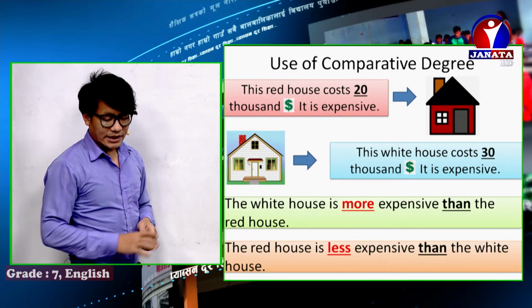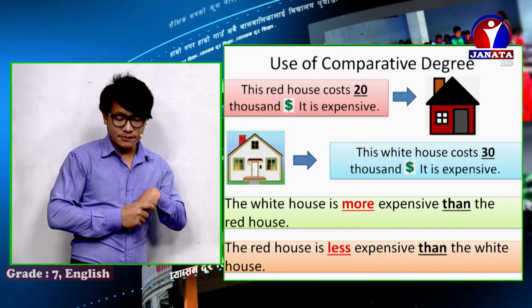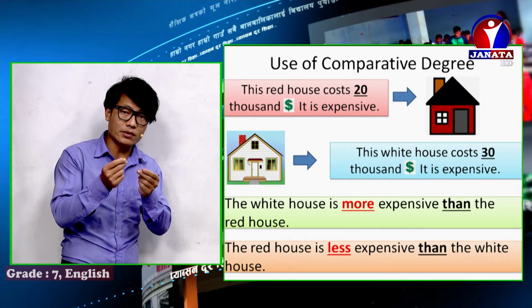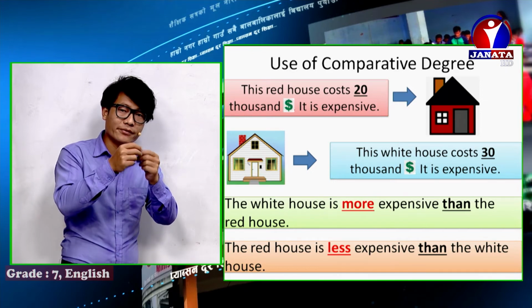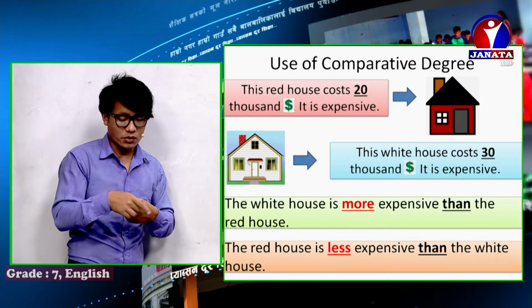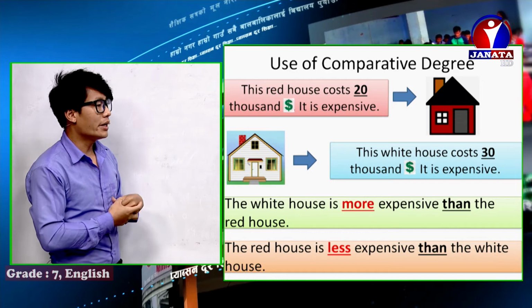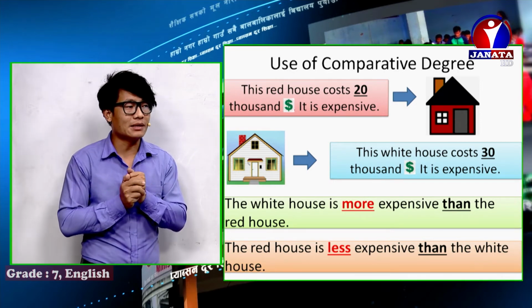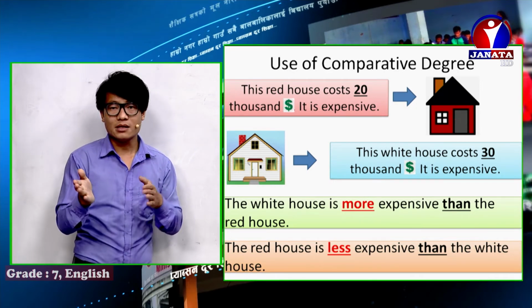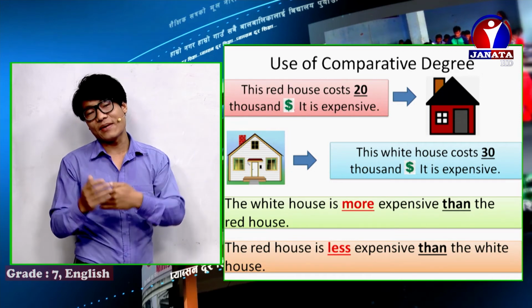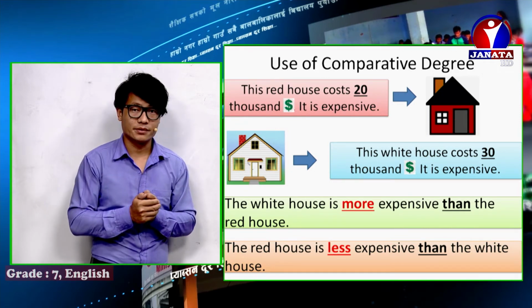The Red House is less expensive than the White House. I have told you that the opposite of "more" is "less", so you can use this also. The Red House is less expensive than the White House. That means the White House is more expensive than the Red House.